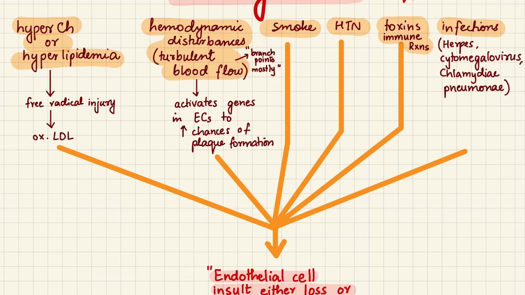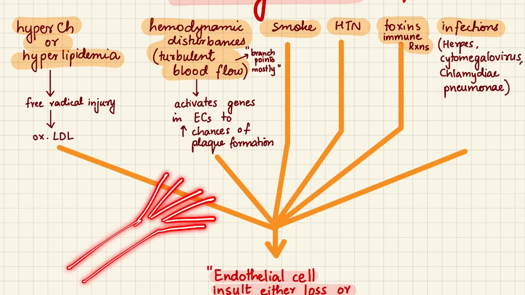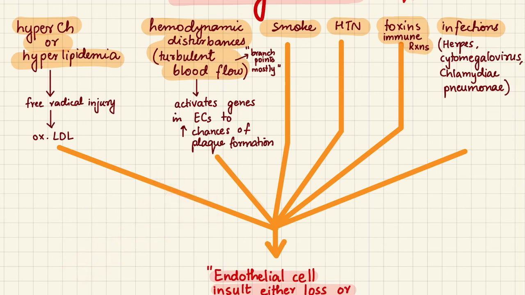For example, if this is a vessel, as long as the blood is flowing in this vessel, even if the patient is hypertensive, there might not be that much turbulence. In the cases where this is going to branch, these areas are subject to turbulence, and mostly the branch points of arteries are prone to atherosclerotic plaque development. So, turbulent blood flow activates genes in the endothelial cells to increase the chances of plaque formation, and thus this is another factor.